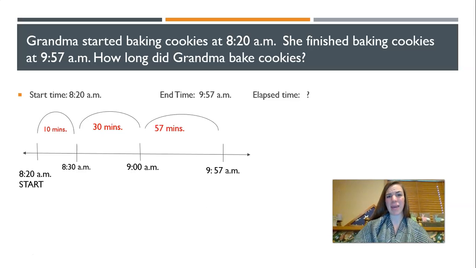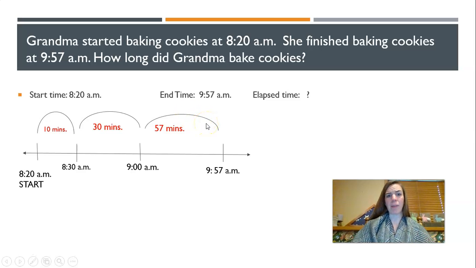So I think I can make a jump of 57 minutes and I can be done, right? So now let's double check our timeline here. We have our start of 8:20. Yep, that's correct. I went 10 minutes to 8:30. I went another 30 minutes to 9 o'clock. That makes sense. And 9 o'clock to 9:57, all I had to do was travel 57 more minutes.